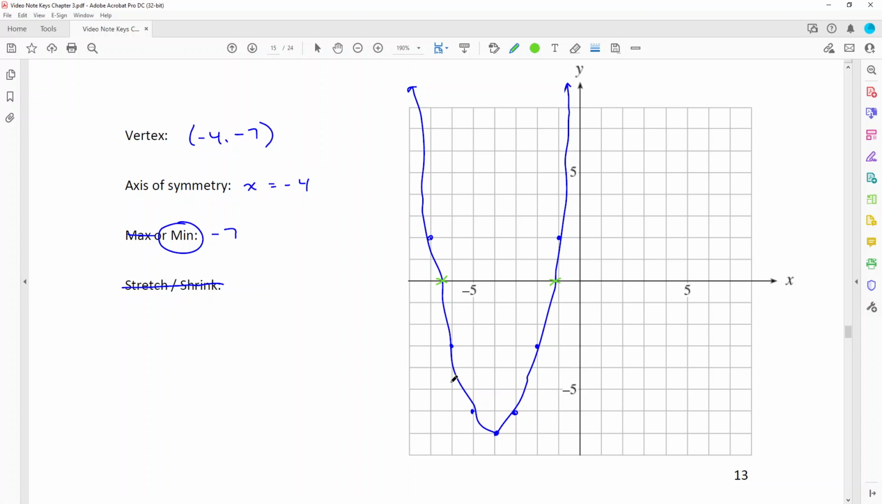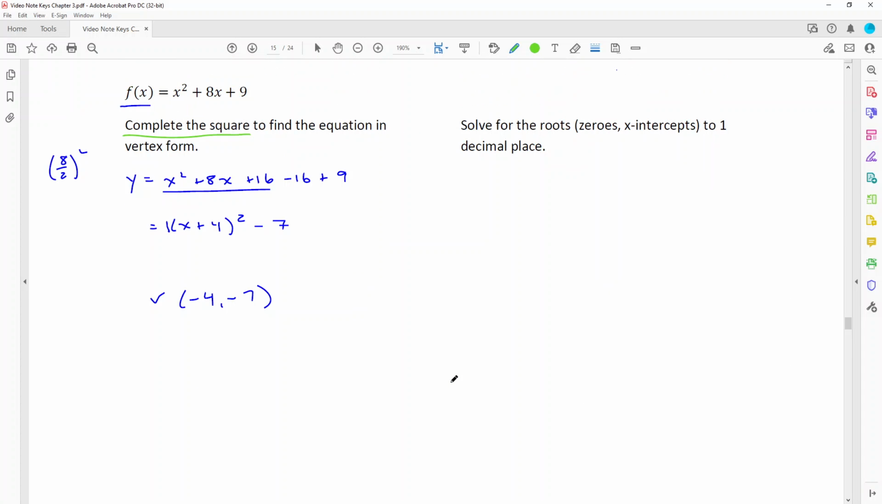So to find out where those x-intercepts are, I could go back up here and I could say, okay, well, my equation is y equals x plus 4 all squared minus 7. To find the zeros, not roots, but zeros or x-intercepts, I would just let the y equal 0. So 0 would equal x plus 4 all squared minus 7. Since I've already put it into the completed square form, I can just go further to find the zeros. I would add 7 to each side, and then I would take the square root, and then I would subtract 4.